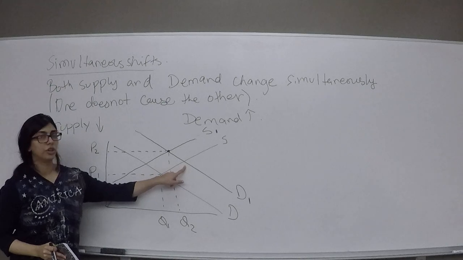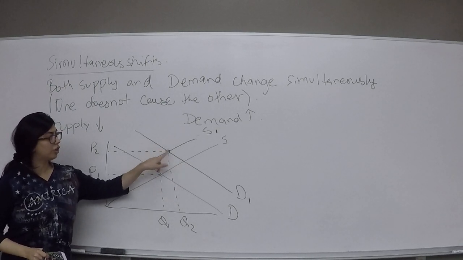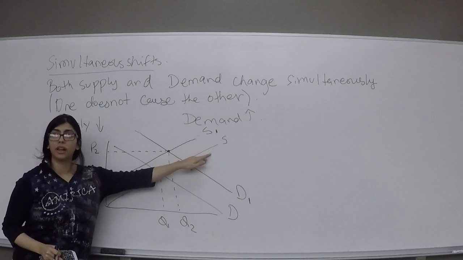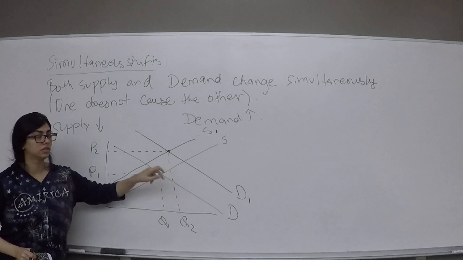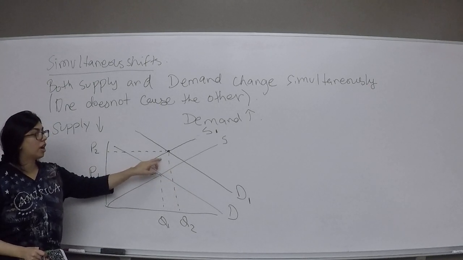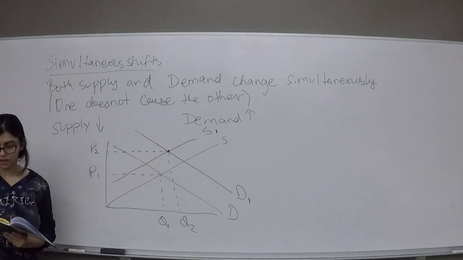Why is this not your new equilibrium point? This is the new demand curve and the old supply curve. So that's not going to be your new equilibrium point. Your new equilibrium point is where both of the new curves are meeting. Okay?